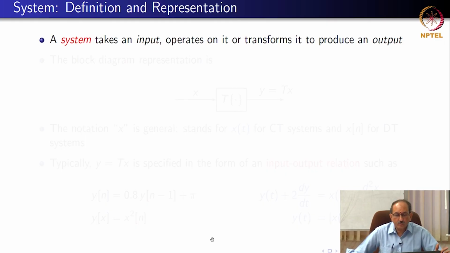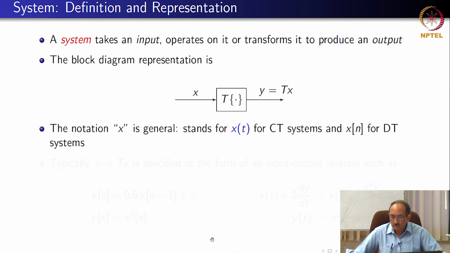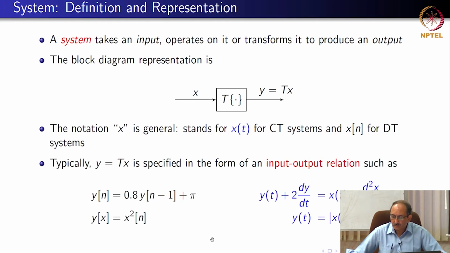A system takes an input, operates on it or transforms it, and produces an output. Typically this is represented as a block diagram with input X. The system is represented by an operator T, and Y equals T of X is the output. The notation X is general. It can stand for X of t or X of n, based on whether you are looking at CT or DT systems. And typically Y equal to T of X is specified in the form of an input-output relationship.